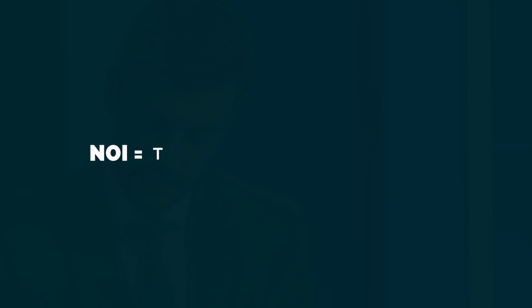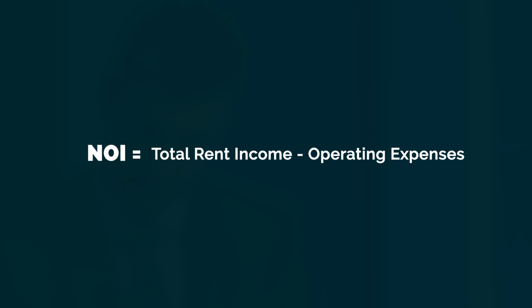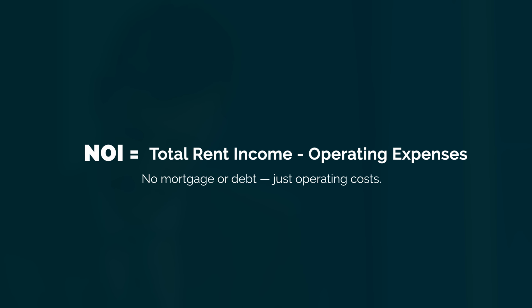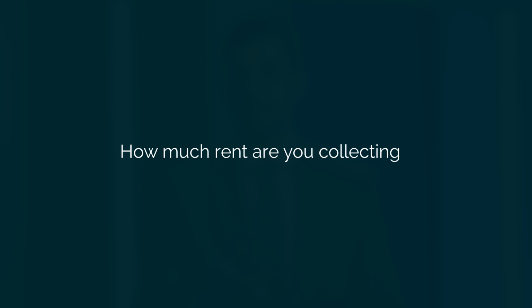So NOI, it's a pretty basic equation, but really understanding the factors that go into that equation is where some people tend to get lost. The equation itself is pretty simple. NOI is your total rent income minus operating expenses. No mortgage or debt involved, just what it costs to run the property. Now rent's pretty straightforward. It's how much rent are you collecting per year? It's not how much rent you could be collecting per year if the property was fully occupied. It's specifically how much rent are you collecting.